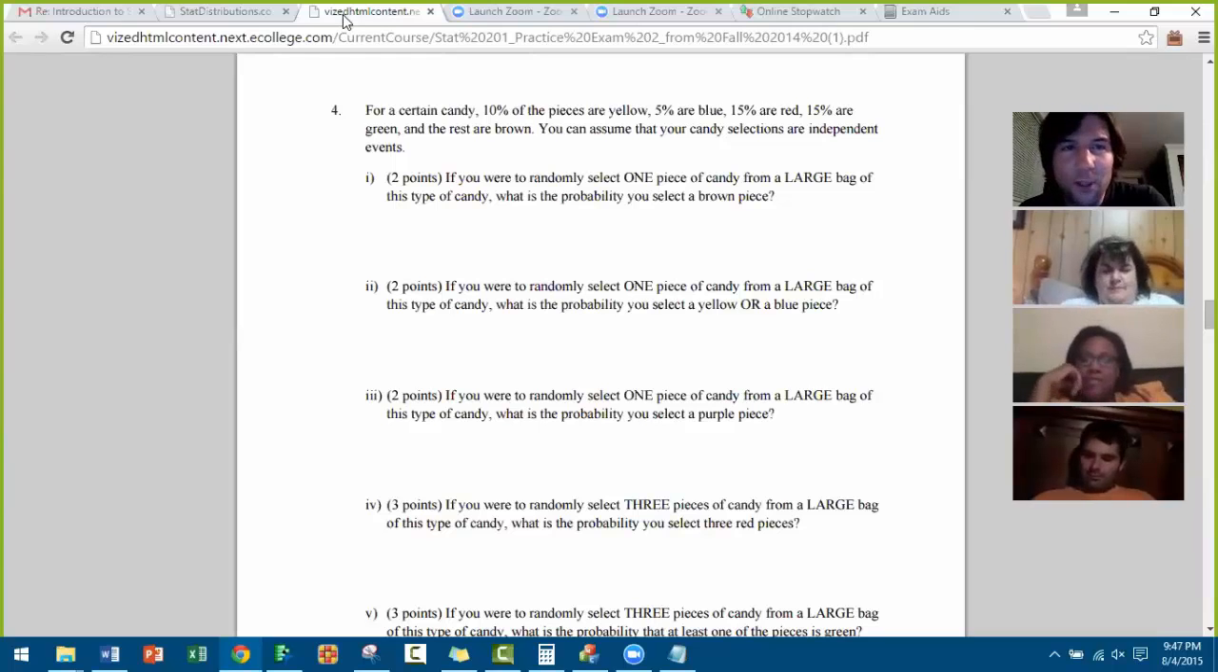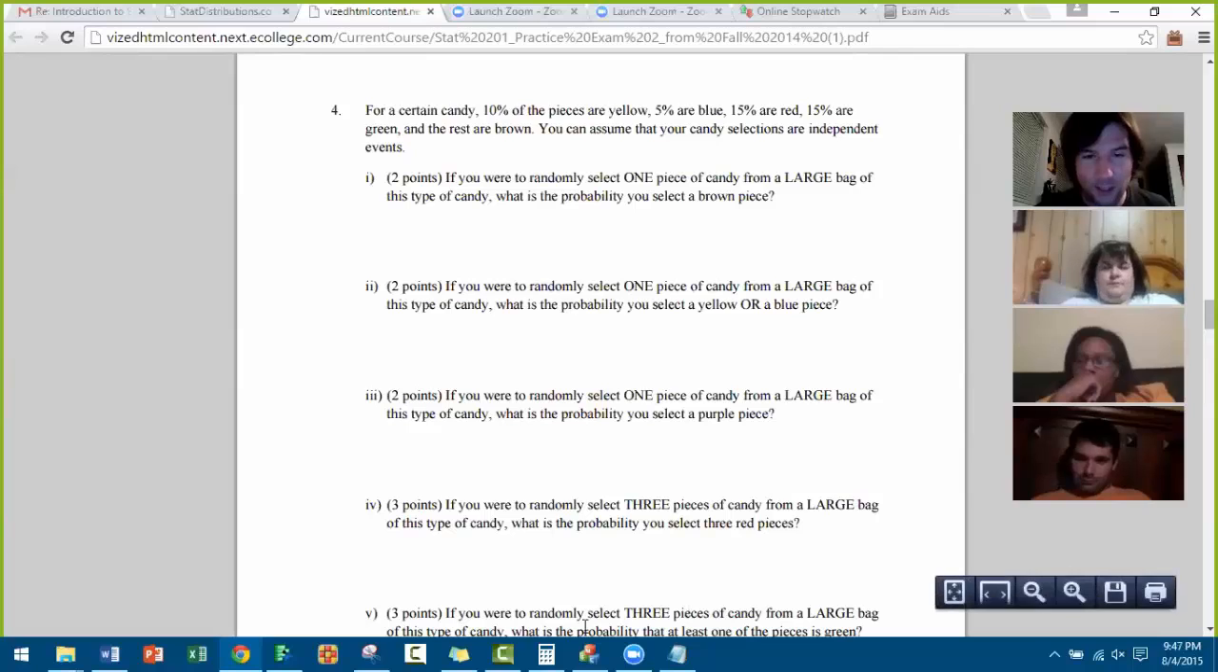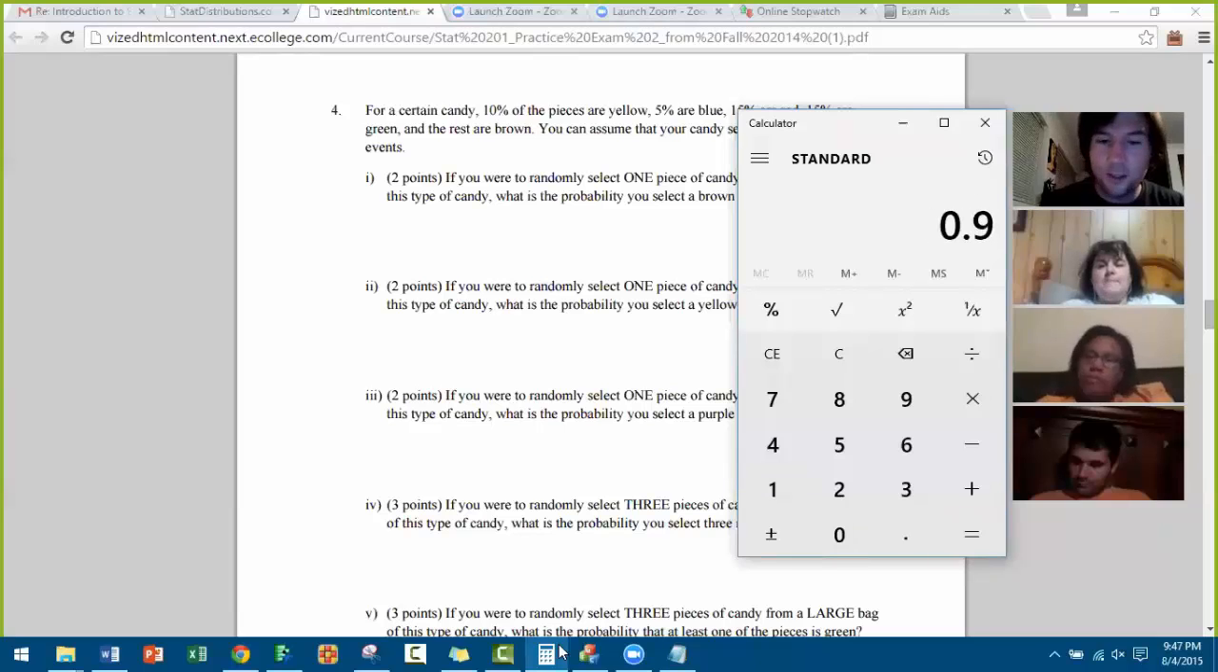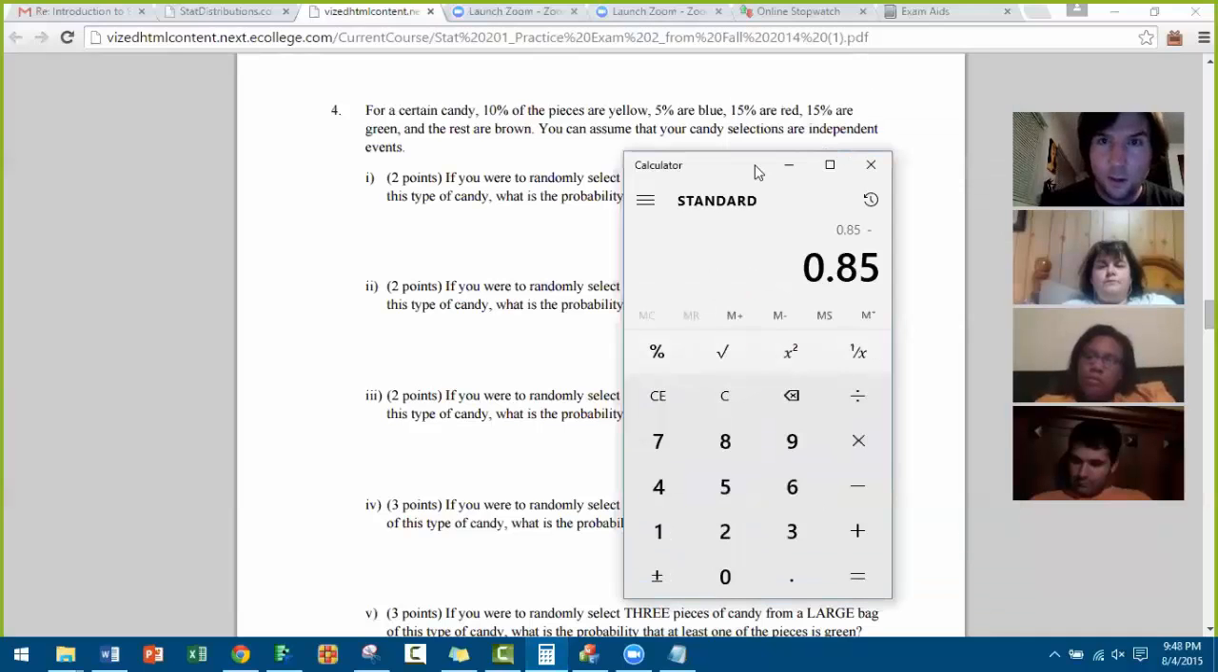For a certain candy, 10% are yellow, 5% are blue, 15% are red, 15% are green, and the rest are brown. You can assume that your candy selections are independent events. If you were to randomly select one piece of candy from a large bag of this candy, what is the probability you select a brown piece? Well, if the rest are brown, it's the complement of not getting the other pieces. Nice and simple. We can just take 100%. It's everything but getting these other pieces, so we subtract 10%, 5%, minus 15%, minus 15%.